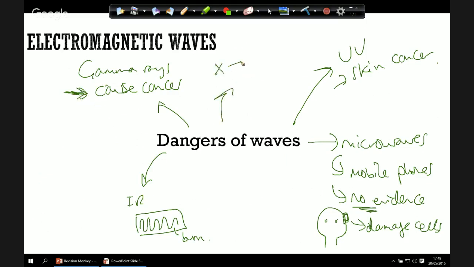X-rays obviously have their associated risks with them. If you're a nurse, you'll be wearing a lead apron to protect you, because you don't want to get a serious dose of X-rays, because again, these are at the higher energy level of the spectrum. The waves near the gamma end of the spectrum are more dangerous than those radio waves at the lower end of the spectrum. Radio waves have very few risks associated with them, but gamma rays right at the top can cause cancer.